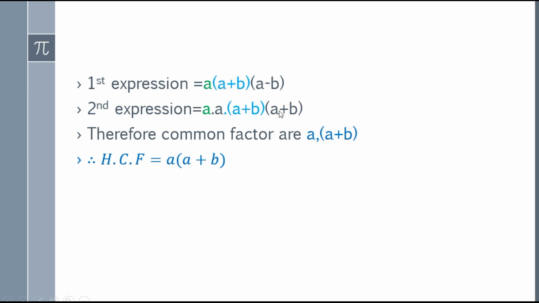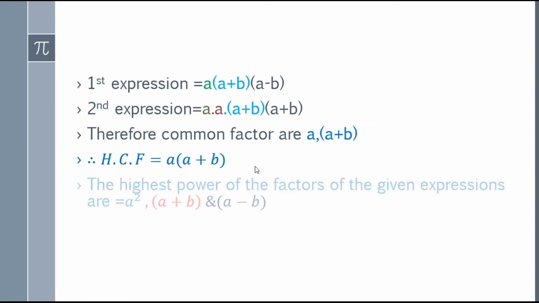You can think, sir, can we take this (a + b) and this (a + b)? Yes, you can take it, it's all up to you. But you have to take one (a + b) and one (a + b). Only one (a + b) will be taken; more is not needed. Okay. So what is the common? (a − b) is not common in these two terms. So what is the HCF or the common factors? a into (a + b). This is our HCF, highest common factor.